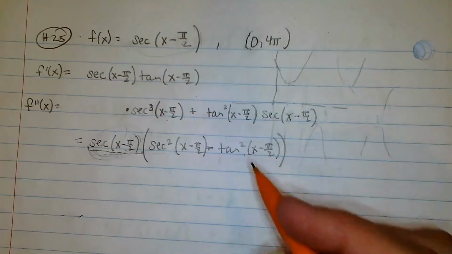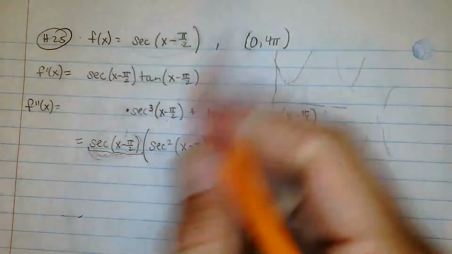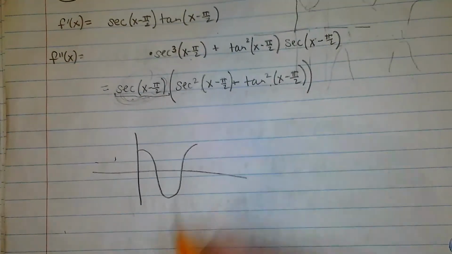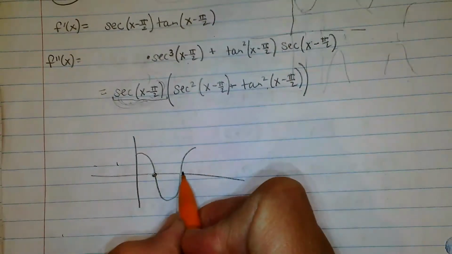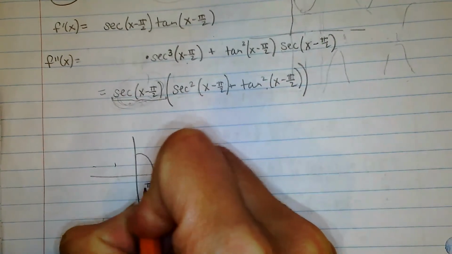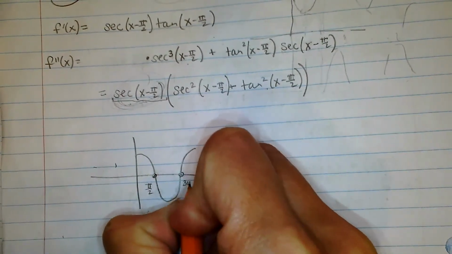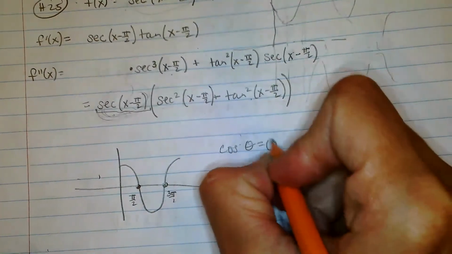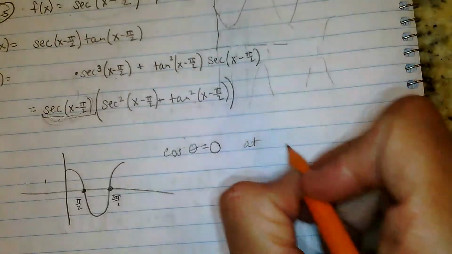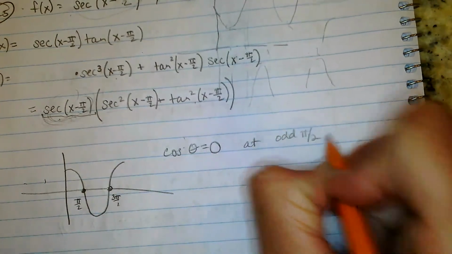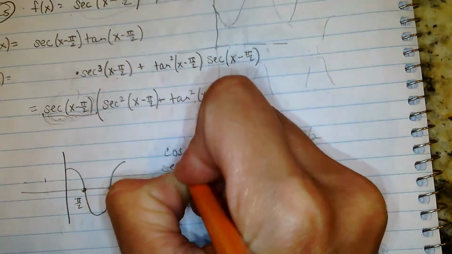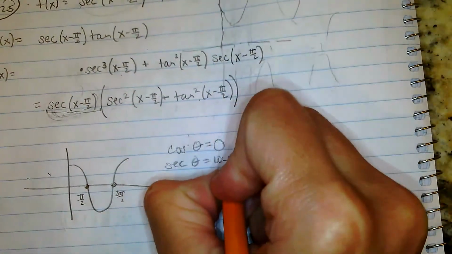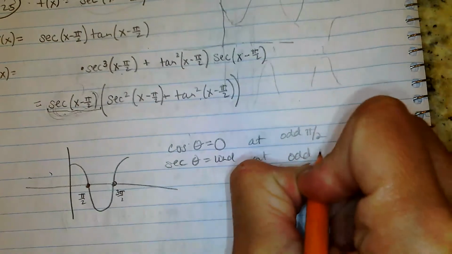So secant graphs typically, let's see, I'm going to do this again. Secant graphs typically are undefined where the cosines are 0. So at pi over 2, 3 pi over 2. Okay, so cosine of theta equals 0 at odd pi over 2's. So that means the secant of theta is undefined at odd pi's over 2.